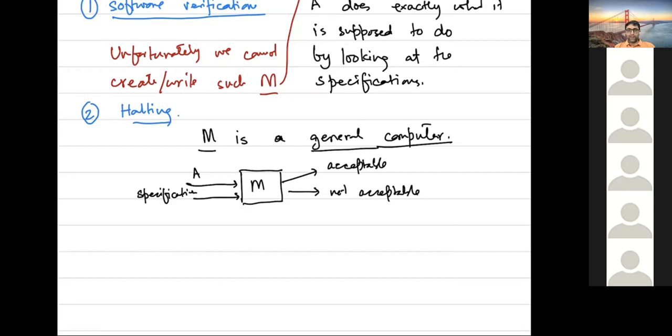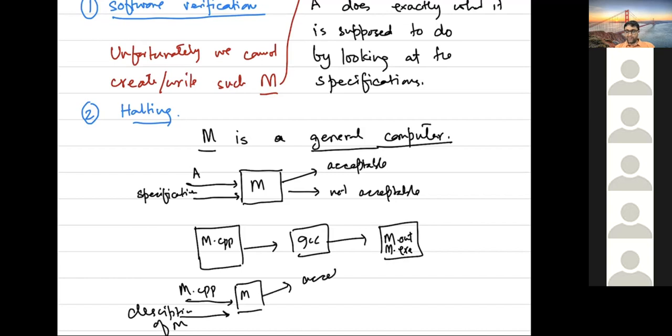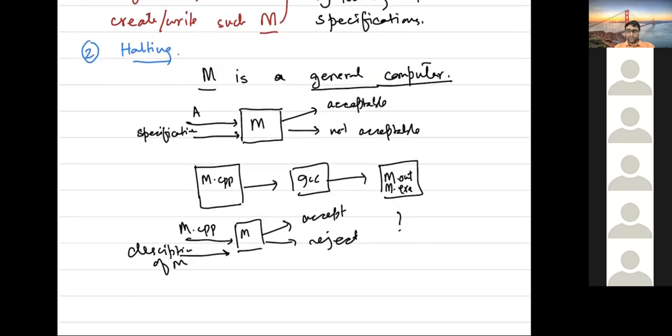So for example, I can write a program and say this program is basically M. Let's say I create a C++ file, M.cpp. I pass it to GCC, I get m.out, or m.exe. And now with this m.exe, I send m.cpp, and I also give the description of M. Will it accept itself or reject? That's a big question. And my claim is that no, it's impossible to write such a program. And we will see why it is impossible.